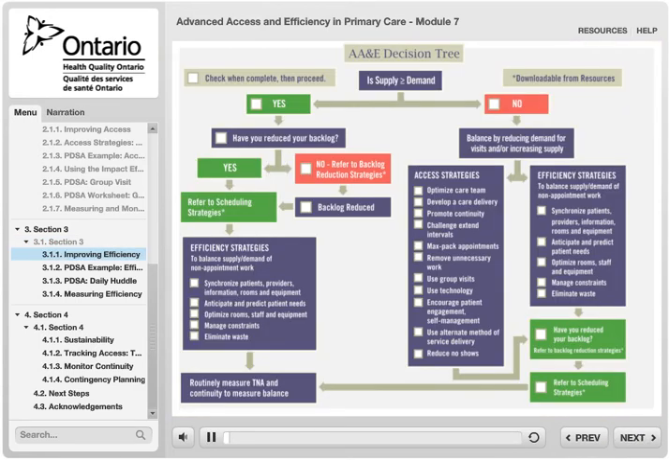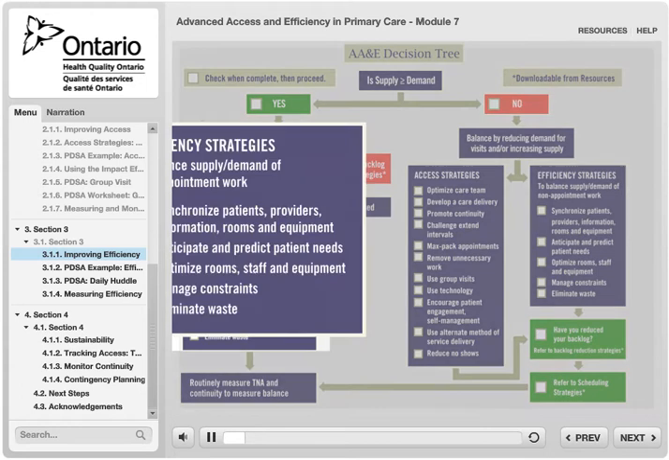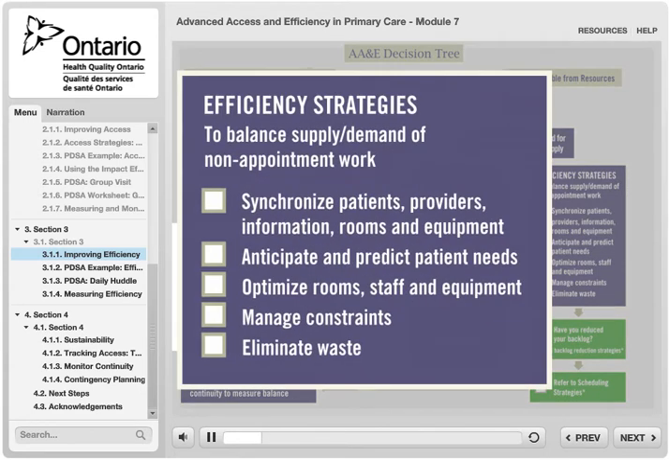Remember, being more efficient with office processes leading up to, during, and after a patient's appointment goes hand in hand with improving access. Just as visit supply and demand must be measured, understood, and balanced, it is equally important to identify waits and inefficiencies in non-appointment work. Improving efficiencies can have a positive impact on the practice's ability to provide timely access for patients.